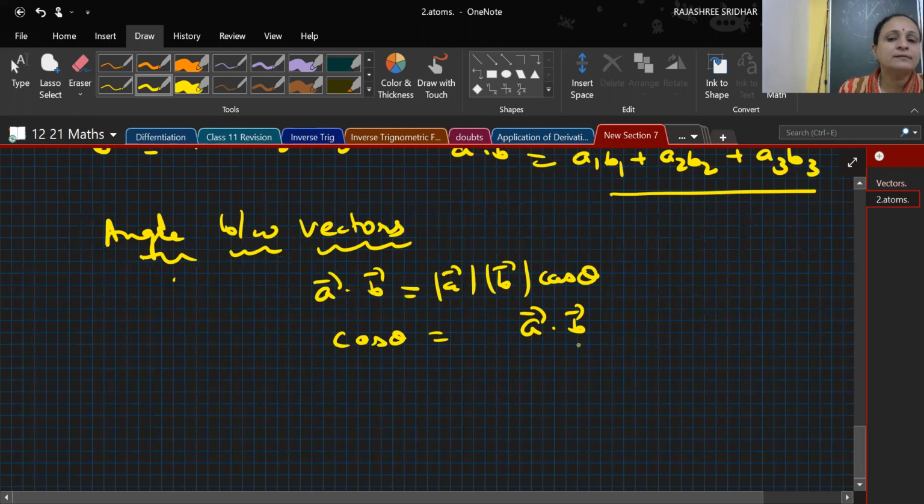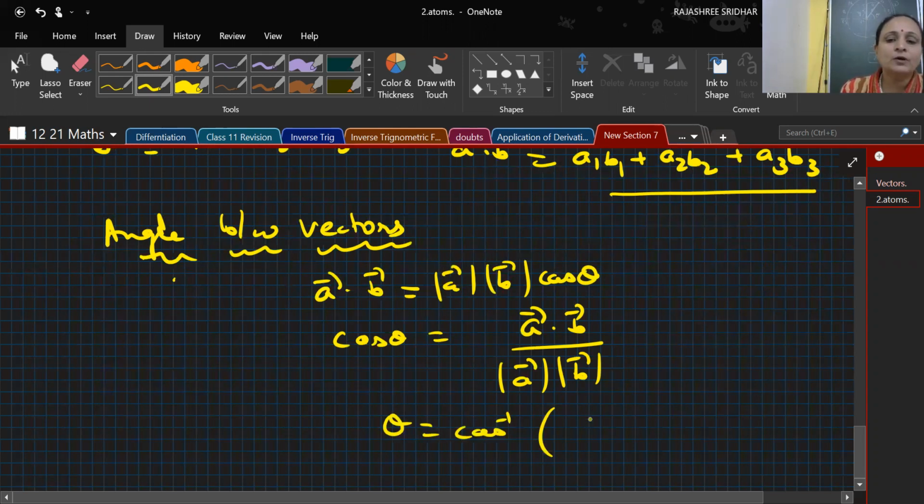Simply write it as A dot B divided by modulus of A into the modulus of B, or theta is equal to cos inverse of A dot B divided by modulus of A into the modulus of B. You can find out the angle between the two vectors.